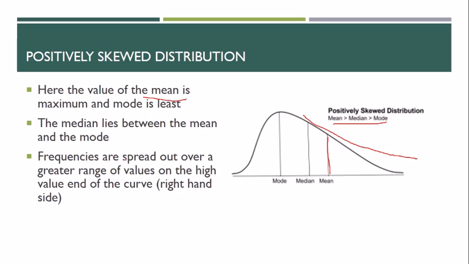And as I said before, the tail of a positively skewed distribution is always extended towards the right-hand side. And what does that mean? The frequencies in a particular distribution are spread out over a greater range of values on the high value end of the curve. Okay, so that is all about a positively skewed distribution.